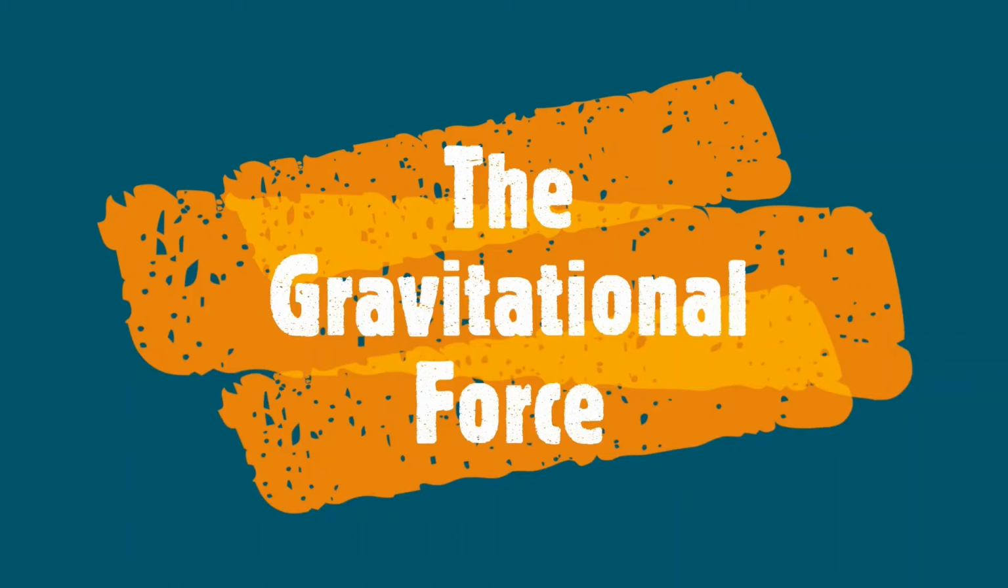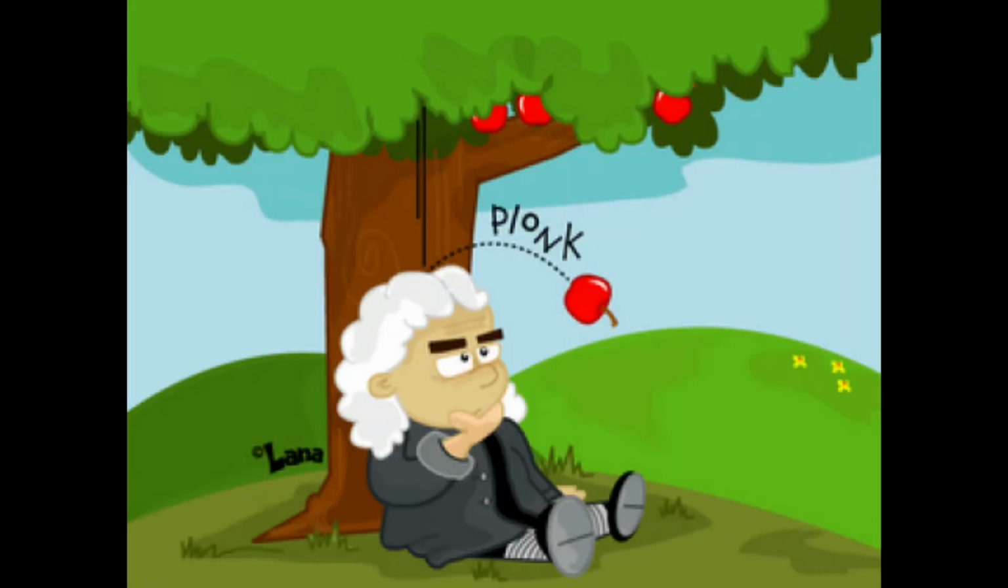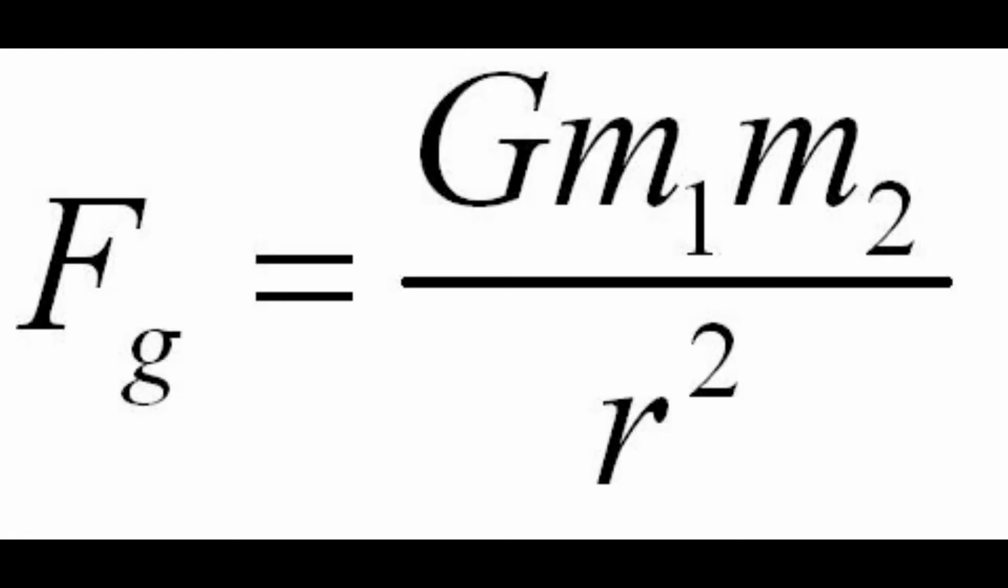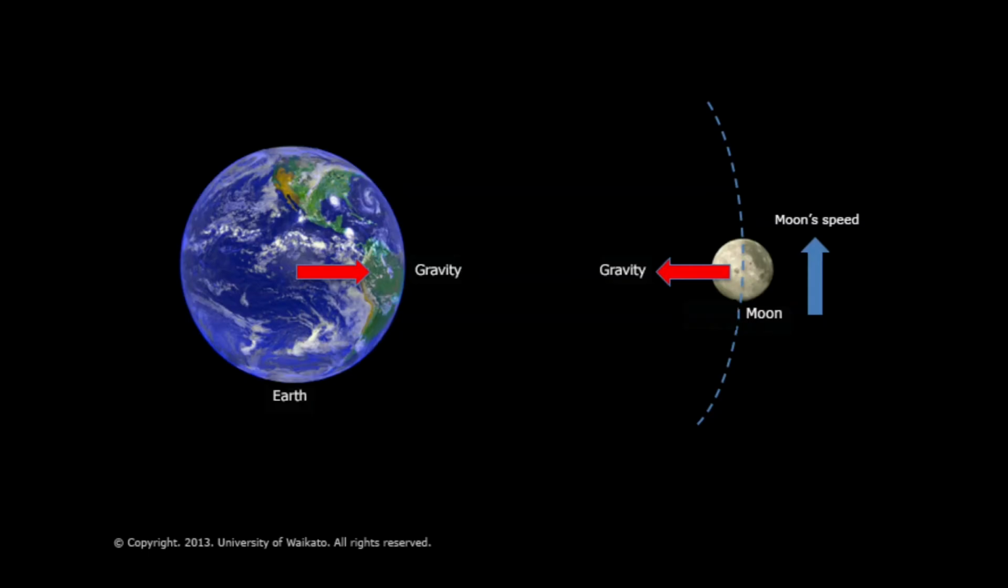The gravitational force is the mutual force of attraction between particles of matter. Isaac Newton developed an equation to describe quantitatively the magnitude of the gravitational force. The equation is the mass of the first object multiplied by the mass of the second, divided by the distance between them squared, all multiplied by the constant of universal gravitation. Therefore, the larger the mass of the two objects, the larger the gravitational force, and the larger the distance between them, the lesser the gravitational force.